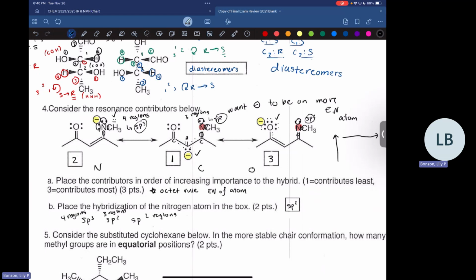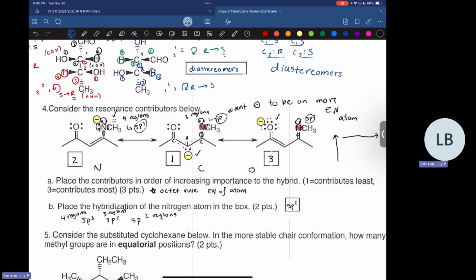So for the plus charge, again, make sure you're looking at your octet rule. If you have a carbocation, carbocations never have their octet satisfied. They're always electron deficient. So usually if you had a plus charge and you saw it was on a carbon, that one would be the least important to the hybrid.